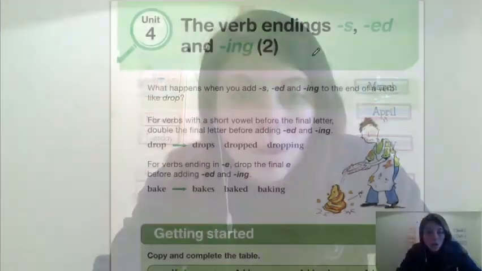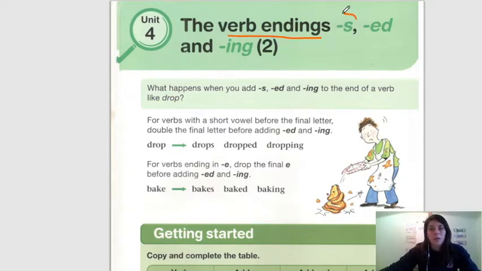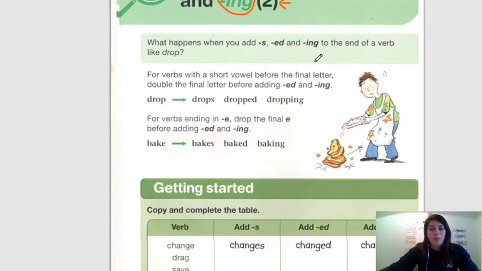Here we go. All right, so we were talking about verb endings, okay? The way that we change verbs at the end. We talked about how we sometimes add an S, sometimes add ed, and sometimes add ing. Now, we saw part of this last week, which is why this is sheet number 2, okay? Now, what happens when you add s, ed, and ing to the end of a verb, like drop? Now, drop is a very short verb. I don't know if you can tell, but it's a very short sound where we have our vowel.